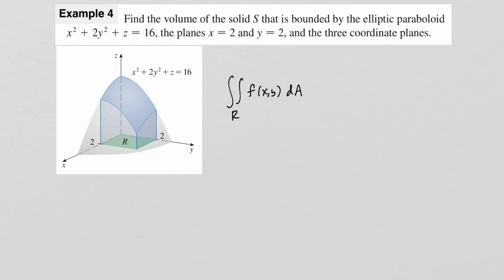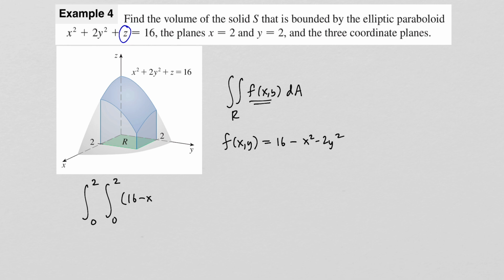And so what is our function f of x y? Well, remember, that's the variable z. So if we solve for z, we get z equals 16 minus x squared minus 2y squared. And that is our function f of x y. So we're going to integrate from x equals 0 to x equals 2, and we're going to integrate from y equals 0 to y equals 2, the function, with respect to y and then with respect to x.